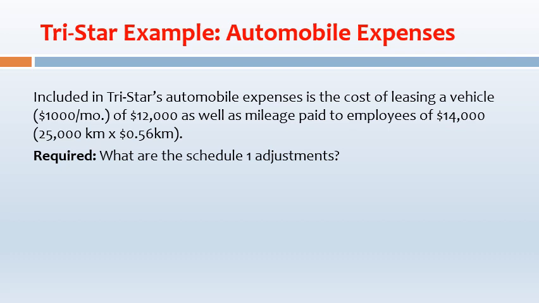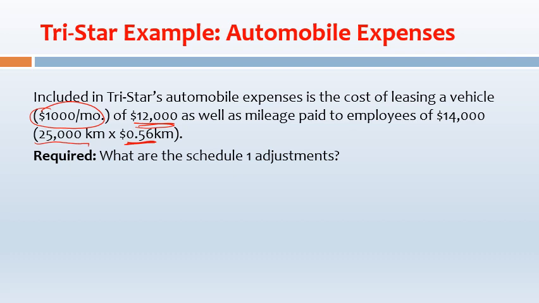Let's see how these particular rules manifest themselves in the TriStar example. So for the year, included in TriStar's automobile expenses were the cost of leasing a vehicle, which was deducted at $1,000 per month for a total of $12,000, as well as some mileage that was paid to employees of $14,000. Now that $14,000 seems to have been based on the fact that the employees drove 25,000 kilometers and they were paid 56 cents per kilometer. And we know that that actually exceeds the prescribed rates for both of these expenses within the Income Tax Act.